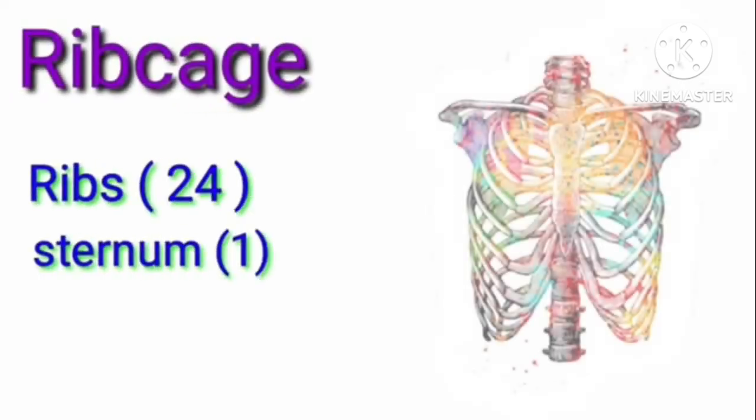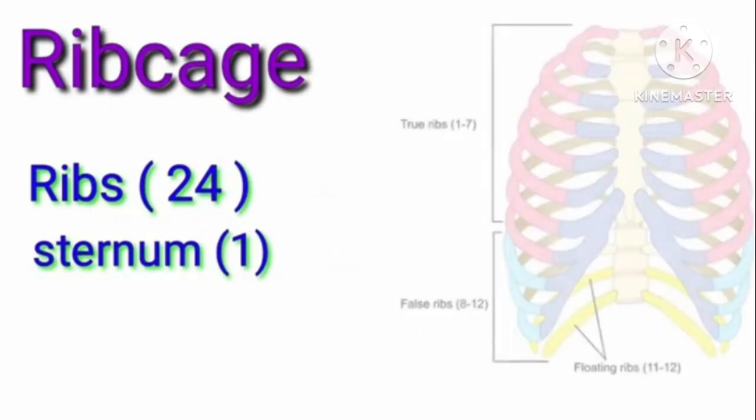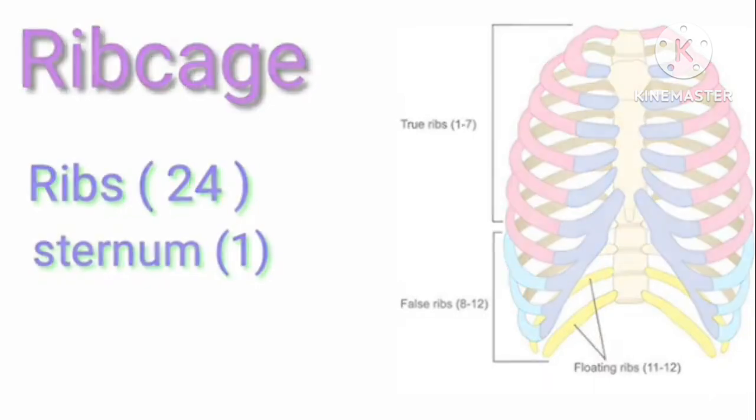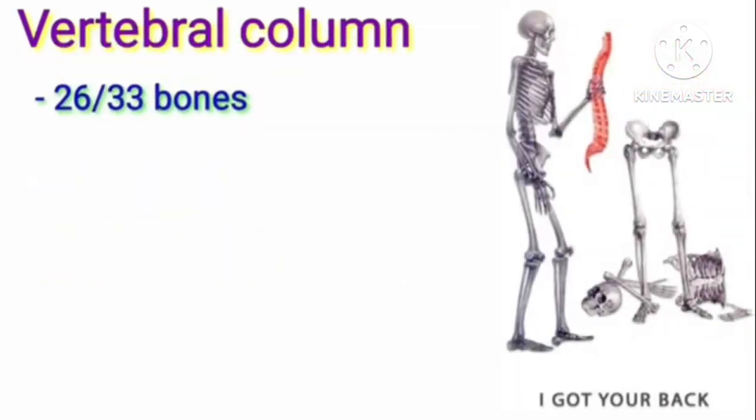After that, the rib cage. Ribs are 24 and sternum is 1. Sternum is a flat bone, and these here are true ribs 1 to 7. After that 8 to 12 are false ribs, and 11 to 12 are floating ribs, because these are not connected from the front side to the rib cage. These are floating ribs. And here we can see other structures like the vertebral column.